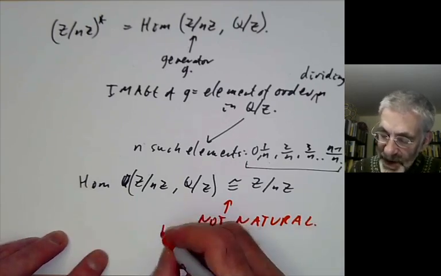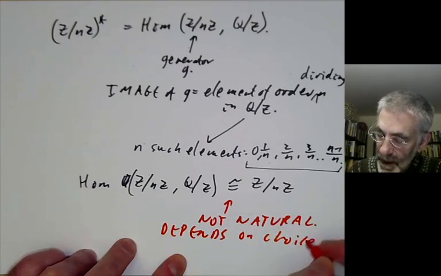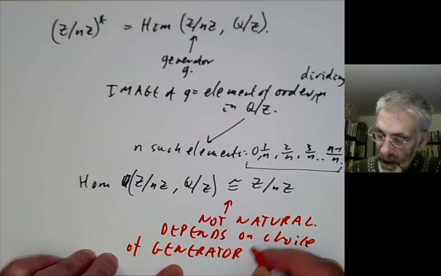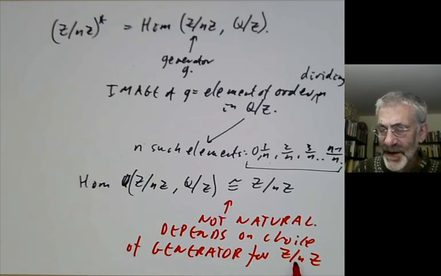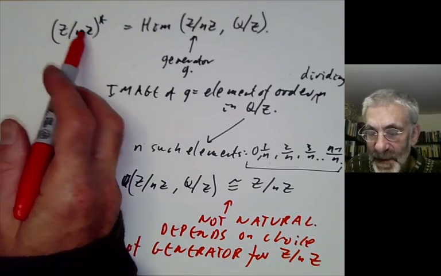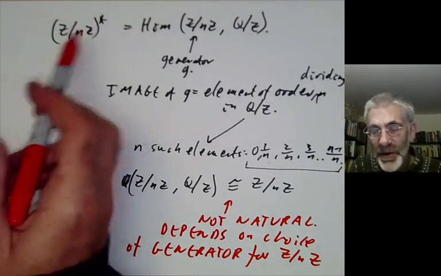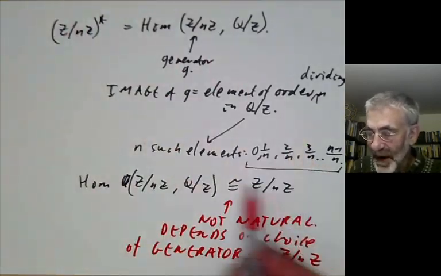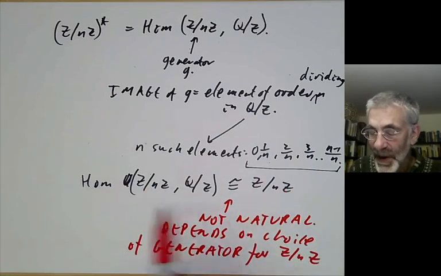Why not? Well, it depends on the choice of generator for Z over nZ. Of course, this doesn't matter for Z over nZ because there's a canonical generator for this particular group. However, if we had a general cyclic group of order n, there's no canonical choice of generator. And in order to define an isomorphism between a cyclic group of order n and its dual, we actually have to pick a generator. So this is not natural.